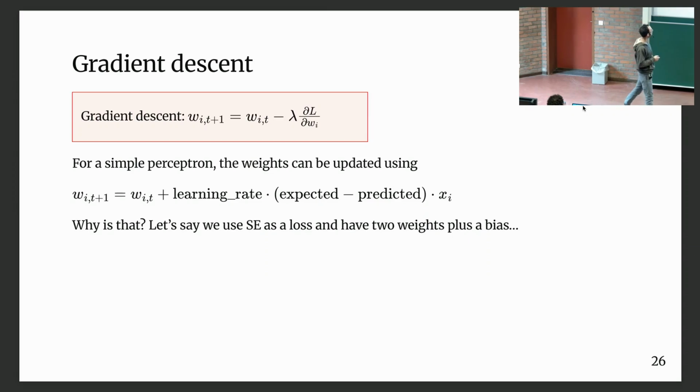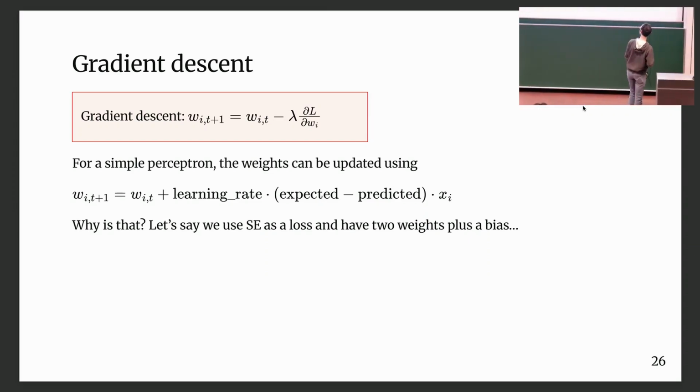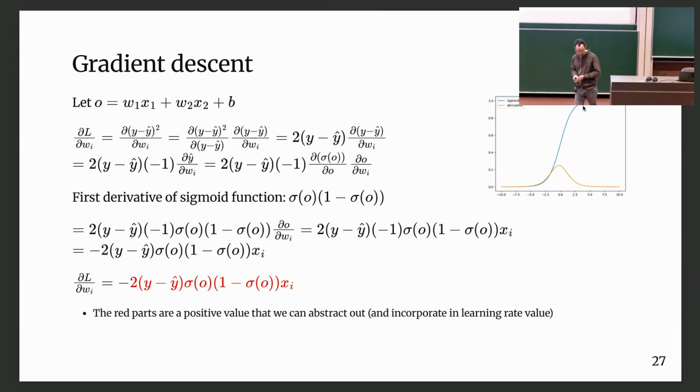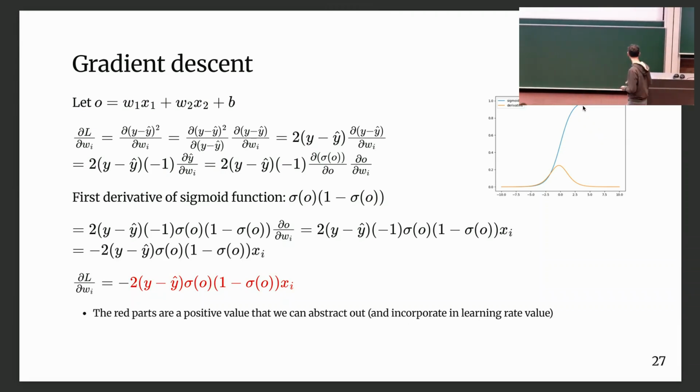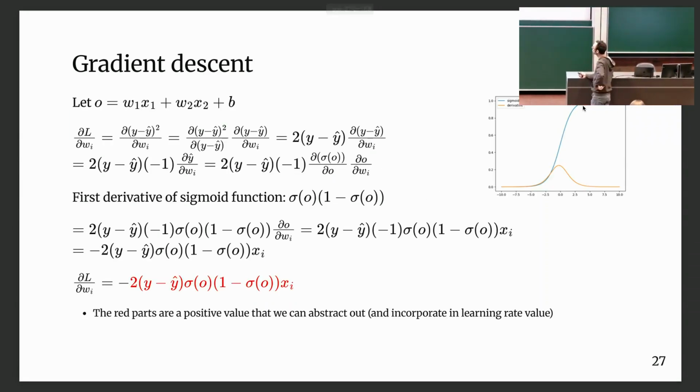Okay, why does this work? Well, let's say that you use squared errors as your loss function, and you have 2 weights and a bias weight. So you only have 2 input features to make life easy. Well, basically, it's just working your way through the gradient descent formula as it's listed here, right? So we can do so.